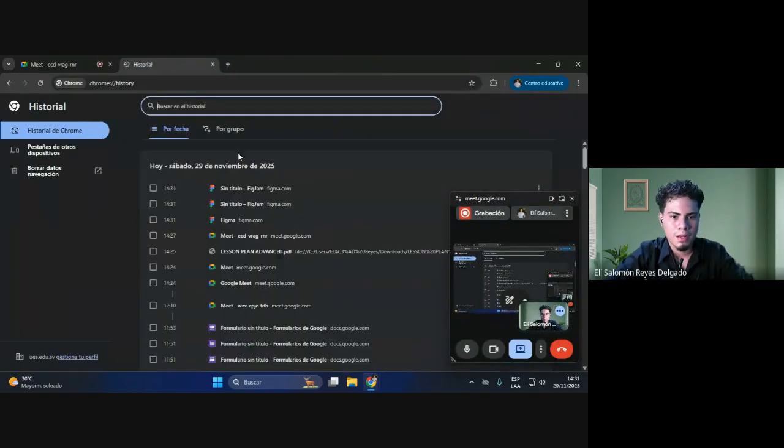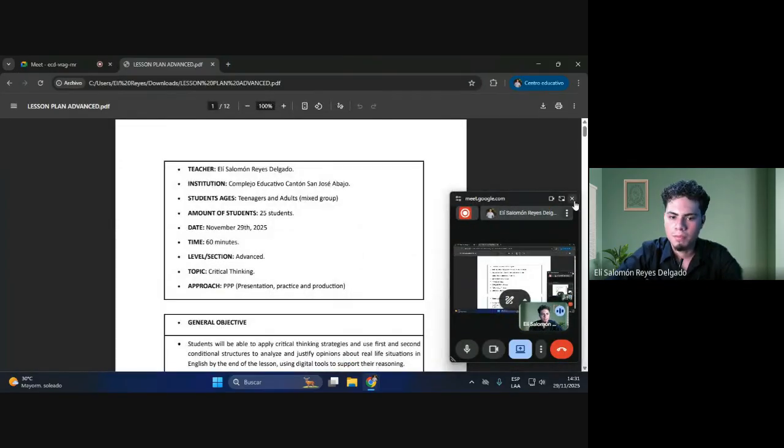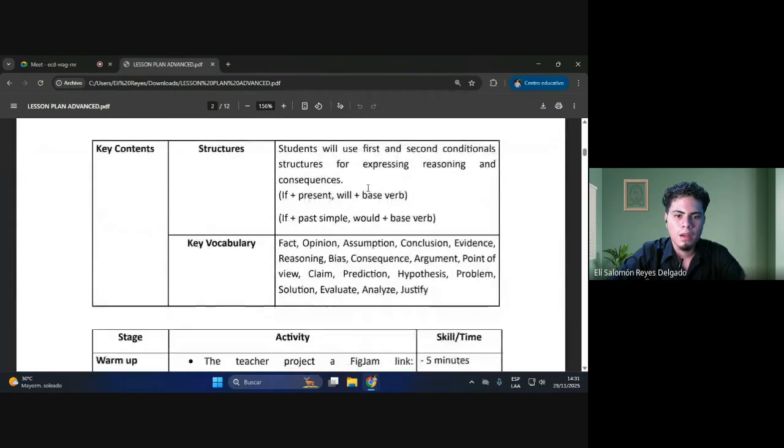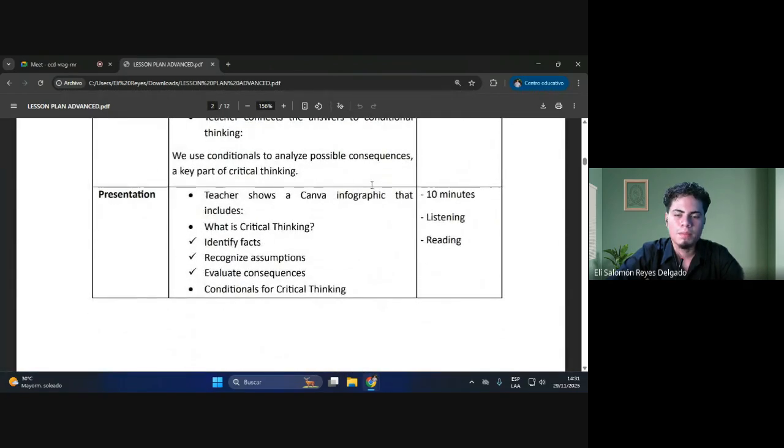Here I have my lesson plan again. On the other hand, we have the presentation stage in this part. The teacher shows a Canva infographic that includes what is critical thinking, identify facts, recognize assumptions, evaluate consequences, and conditionals for critical thinking. We have 10 minutes for this activity.